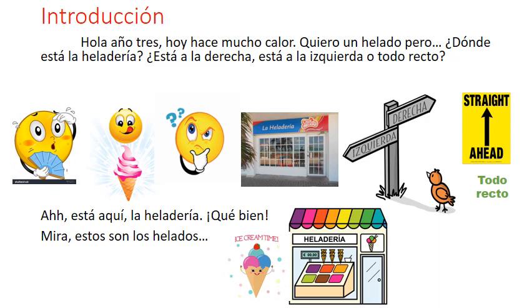So I was trying to find the ice cream shop, and luckily I did manage to find it, and I said, está aquí. It's here. La heladería. Qué bien. How good. Mira, look. Estos son los helados. Look, these are the ice creams. Okay.